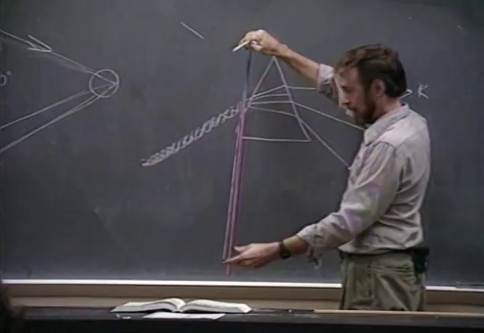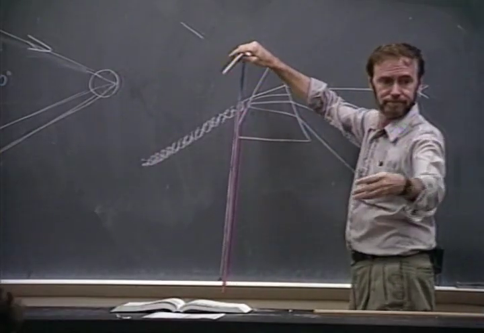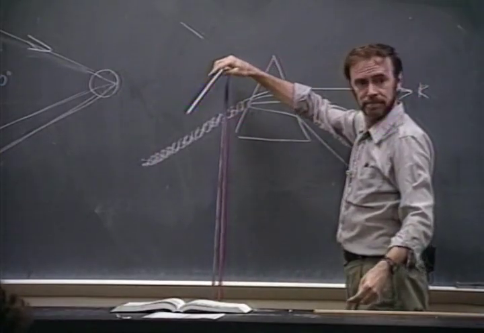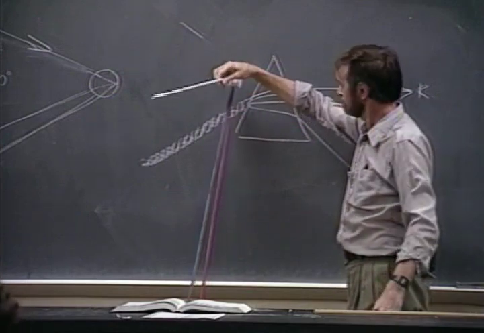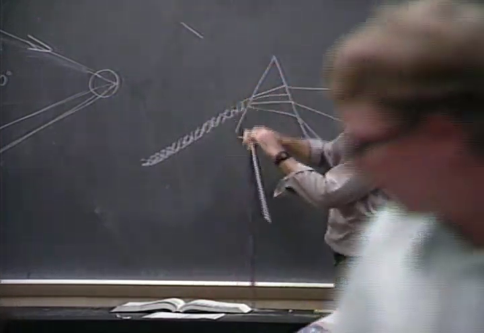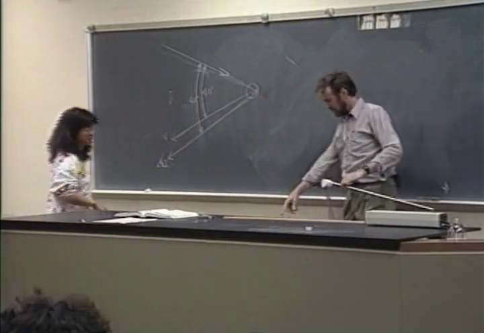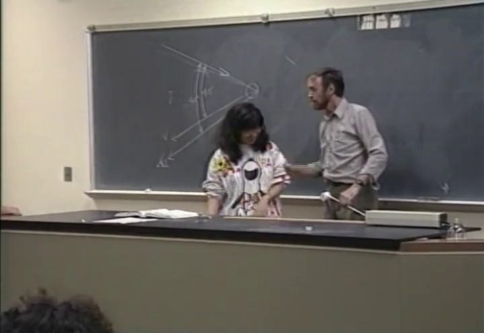Okay, could I have a volunteer come up here? Julie. Yeah, Lee. Two volunteers. Okay. Julie, you stand here. Lee, you get over here. Okay? Here, Lee.